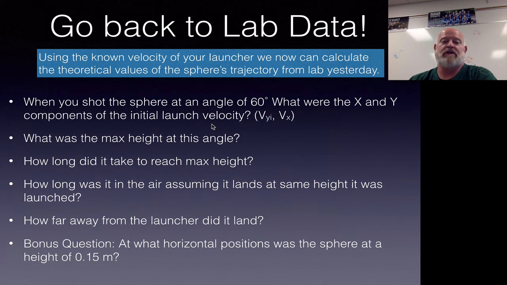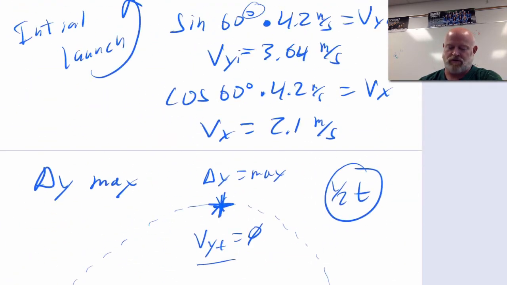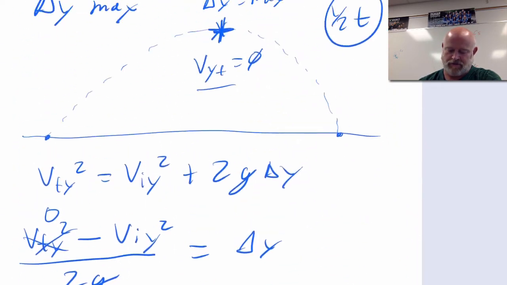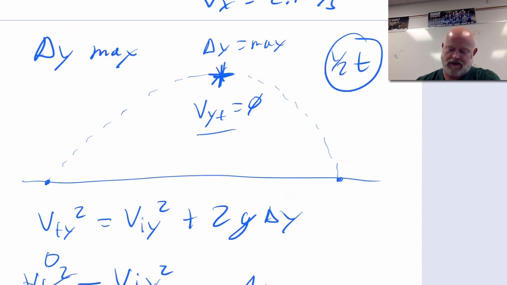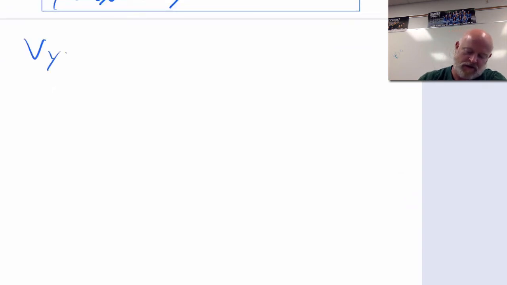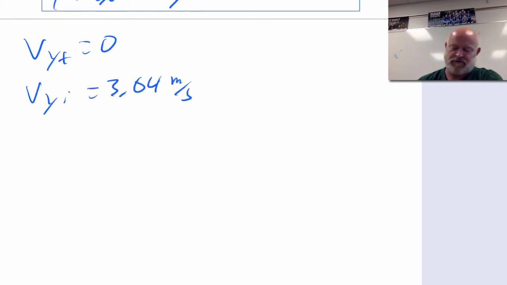How long did it take? Our second question is how long did it take to reach the maximum height? So now we want time. If we go back to our diagram, at the maximum height, velocity y final is 0, and we know it's half the total flight time. So that gives us some options of how we want to solve it. I'm going to tackle it from the point that my velocity in the y direction final is still equaling 0, and my velocity in the y direction initial is still that 3.64 meters per second. I think that is going to be my easiest way to solve it.